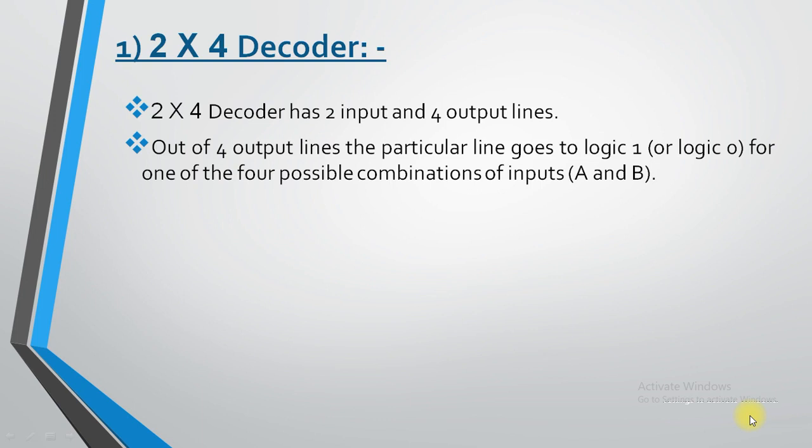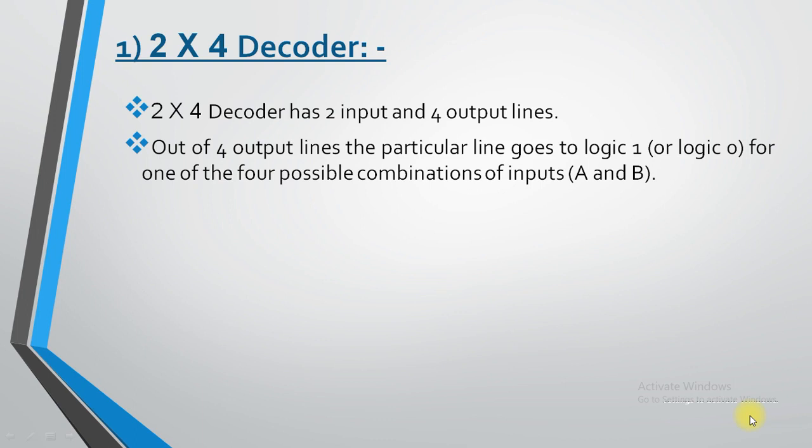Let me explain the second point given over here. Out of 4 possible combinations of input, what are they? 0 0, 0 1, 1 0 and 1 1. These are the possible combinations for the input variables A and B. For that we have 4 output lines, and at a time only one output line is activated. So in one output line only you will get 1 as a value. The remaining lines will be 0.